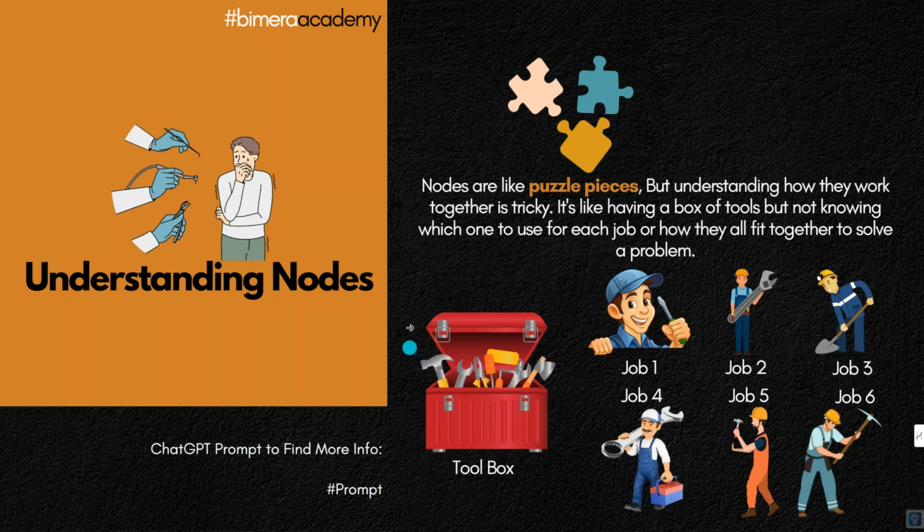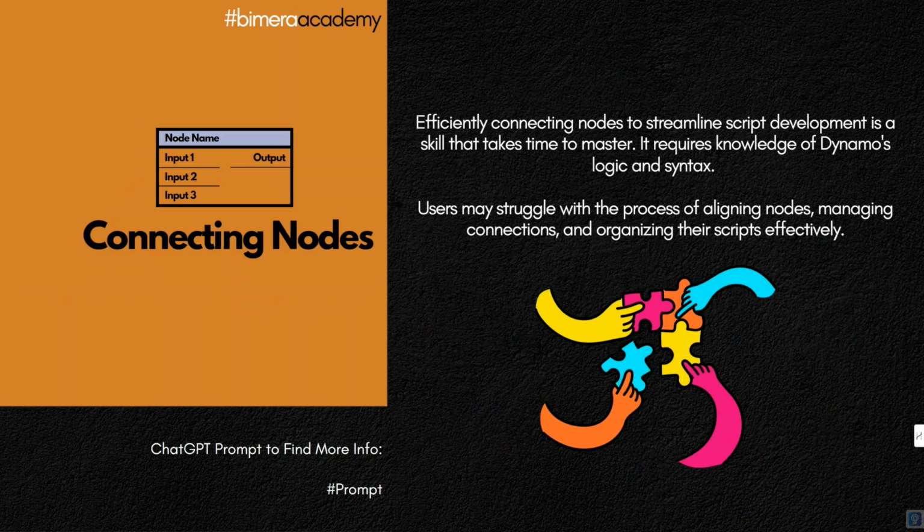Okay. So Dynamo is like a toolbox. You have to pick the right tool for the right step. Connecting the nodes is very, very simple. There are maximum 5 to 10 strategies. If you understand all of these, you are going to connect them very quickly. You never struggle.